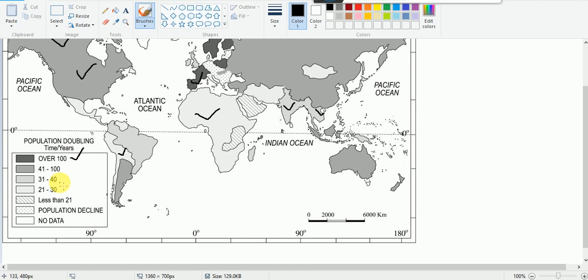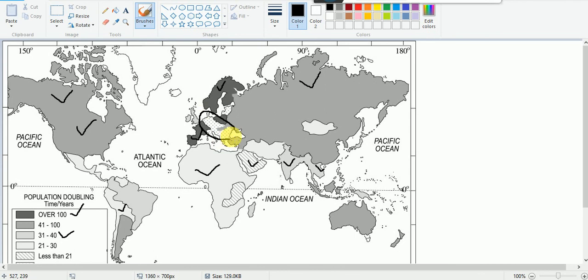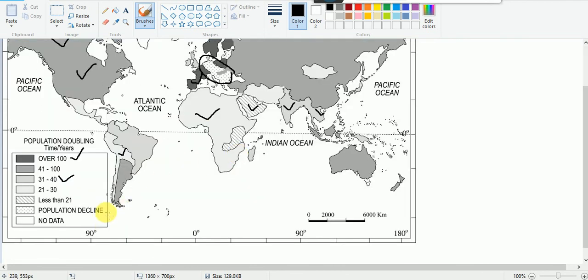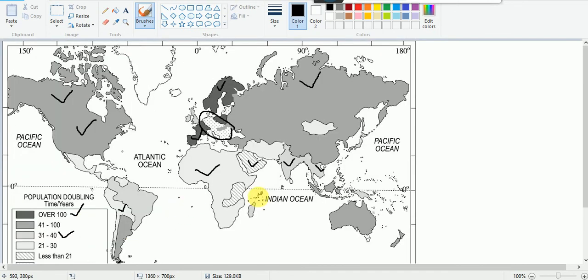See here, India and other countries take around 31 to 40 years to double their population. And see Arabian countries, they take less than 21 years to double their population. But nowadays in some Western European countries like Germany, and some other countries, the population is declining, not increasing. So in this way we find a regional variation in the population doubling time. And you must know that doubling time is longer in the developed countries as compared to the less developed countries. See, Australia also takes a longer time, over 100 years, to double its population.